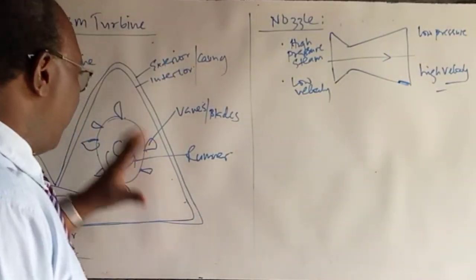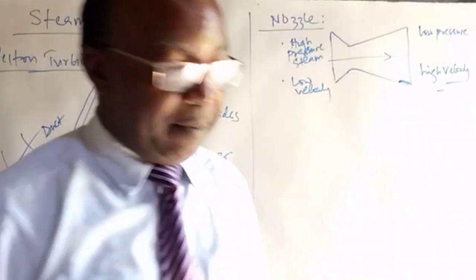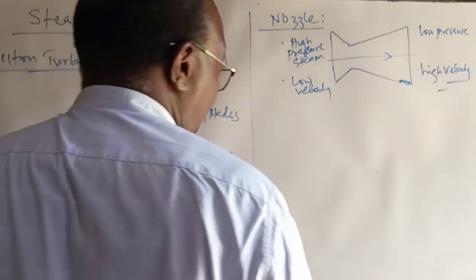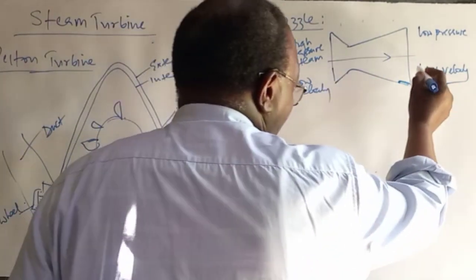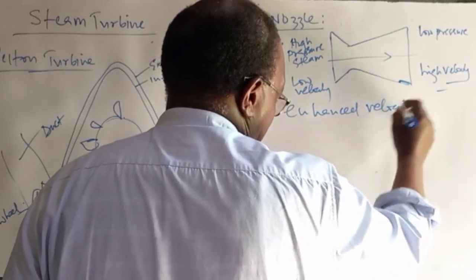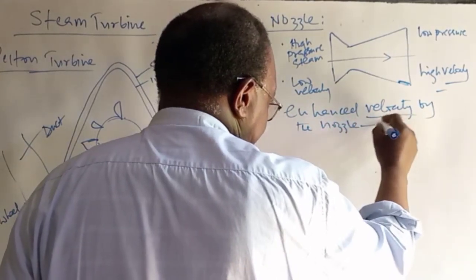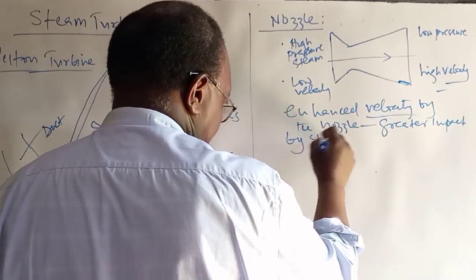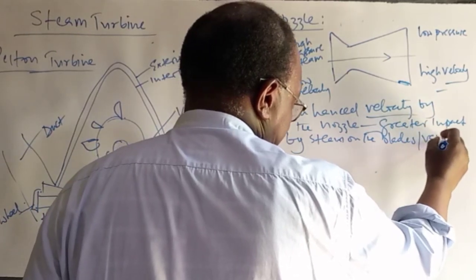This is as an example where we are thinking of the drum type turbine. This is the disc type, but we are talking about the drum type. We are going to talk about that when we are talking of these other things. Now, let us just take an example. So, what is happening is that there is enhanced velocity by the nozzle. And this leads to greater impact by steam on the blades or vane.